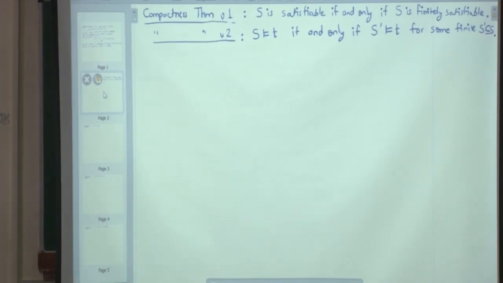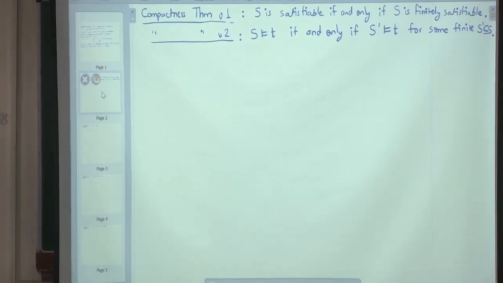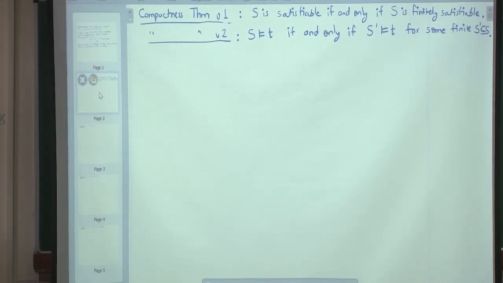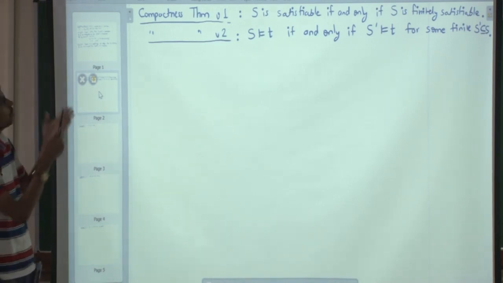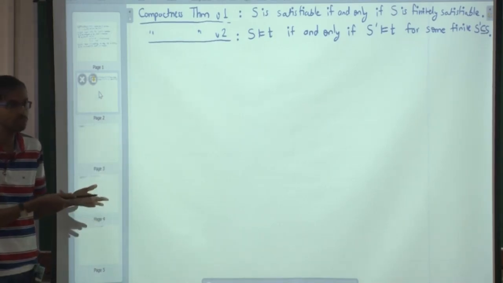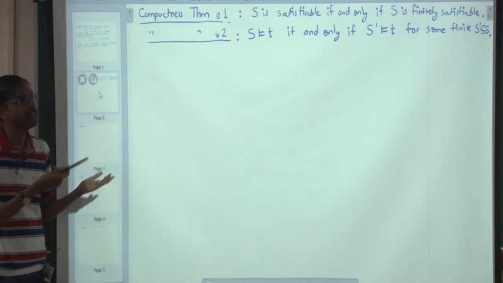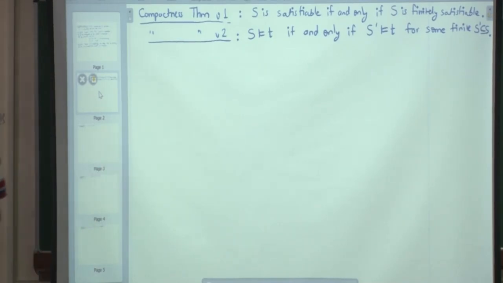So we want to prove compactness theorem version 1 and version 2 from the completeness theorems. We have already done one part in the class. We have proven version 1 in the class. Now how would you like to prove version 2? Either you can just use version 1 to prove version 2, or you can use the completeness theorem to prove version 2. Completeness theorem version 2, okay.